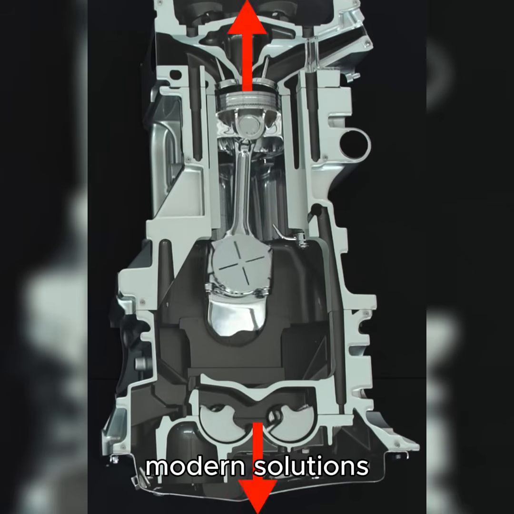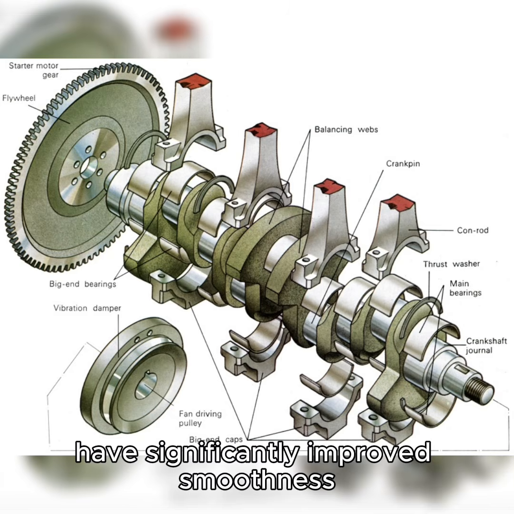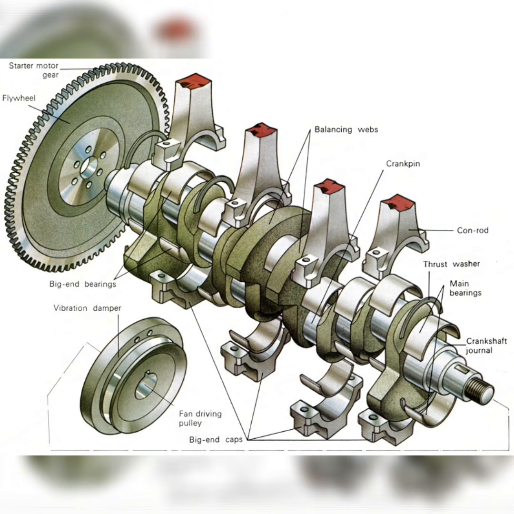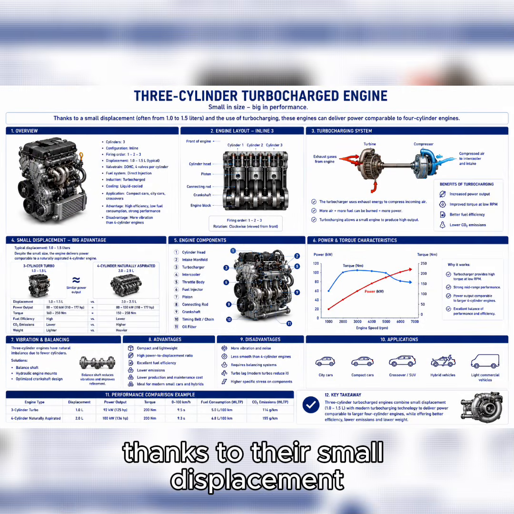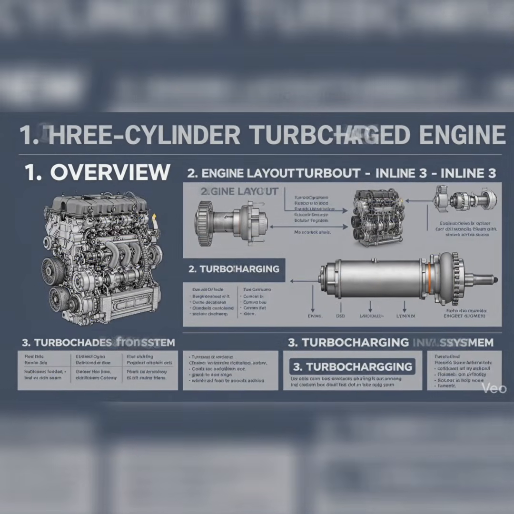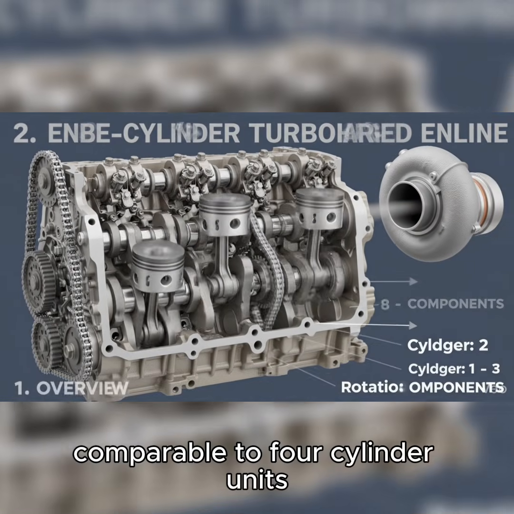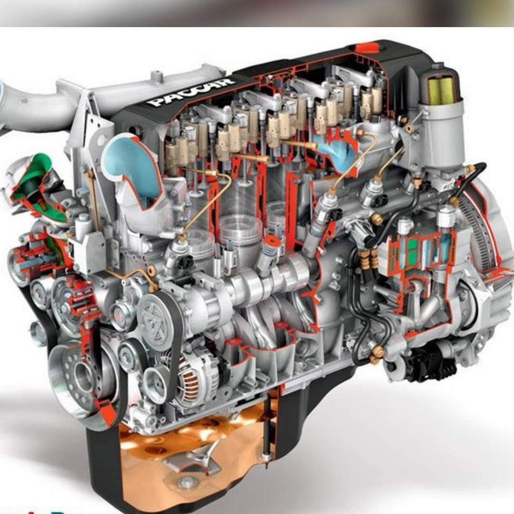Modern solutions, such as asymmetrical flywheels and balance shafts, have significantly improved smoothness. Thanks to their small displacement, often from 1.0 to 1.5 liters, and the use of turbocharging, these engines can produce power comparable to four-cylinder units.